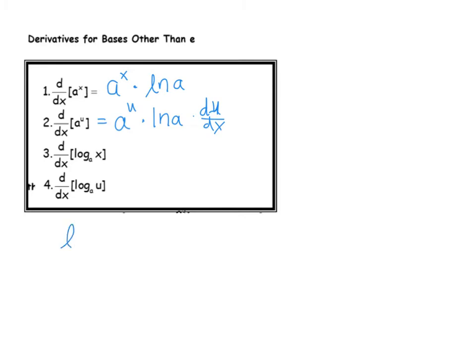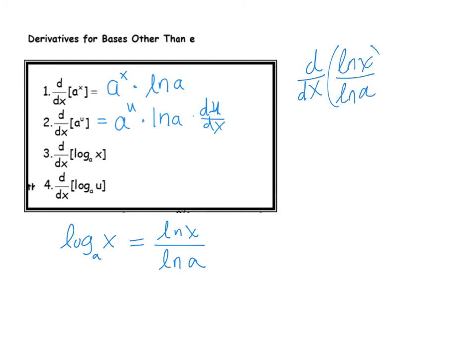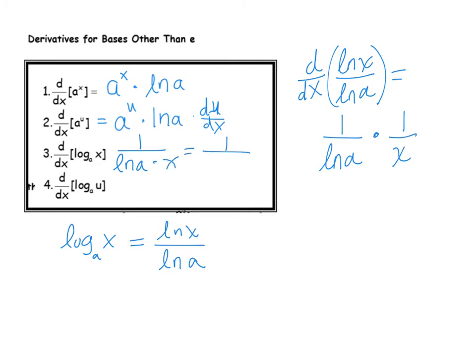Change of base was, remember, if we have log to the base a of x, we would write the natural log of x over the natural log of a, and then take the derivative of that. So the derivative with respect to x of the natural log of x over the natural log of a: remember, natural log of a is just a constant, so I would have 1 over the natural log of a times the derivative of natural log, which is 1 over x. So if I just rewrite it, 1 over the natural log of a times x. Probably a better way to write that is with the x first, just like that.